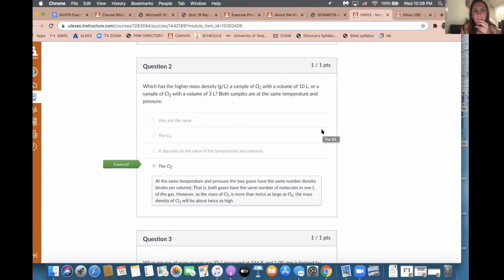And then a sample has like O2, right? That's the first sample, that's one. Wait, so hang on. The higher mass density in a sample of O2, so the O2 has a volume of 10.